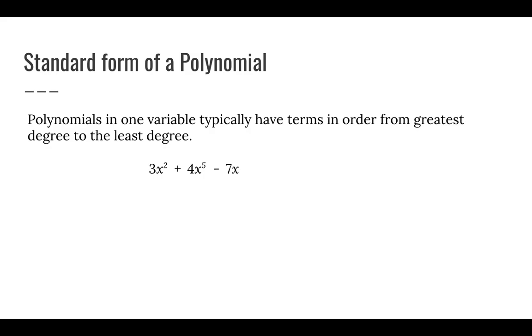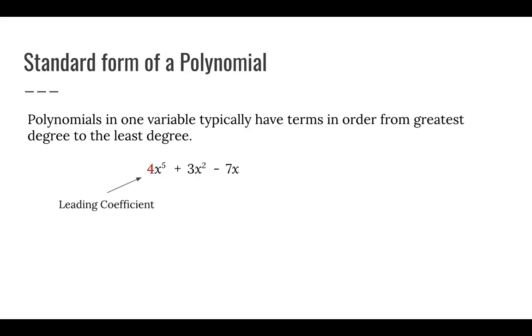So for example here, 3x squared plus 4x to the 5th minus 7x. My exponents, or my degrees, are not in order from the greatest down to the least. So I look at each one separately. 3x squared has a degree of 2. 4x to the 5th has a degree of 5. And minus 7x has a degree of 1. Since the 4x to the 5th has the largest degree, I am going to switch that with the 3x squared to put them in order, so the standard form of this polynomial is 4x to the 5th plus 3x squared minus 7x.